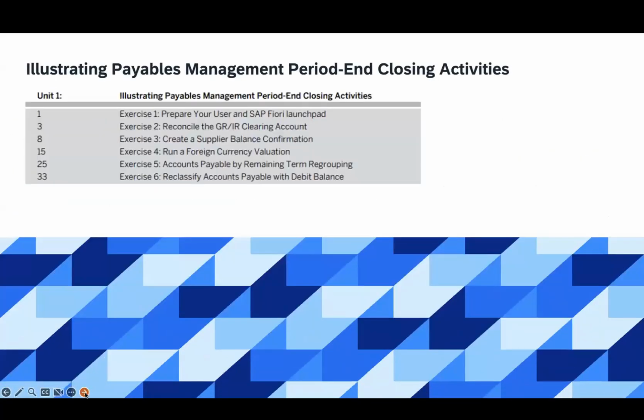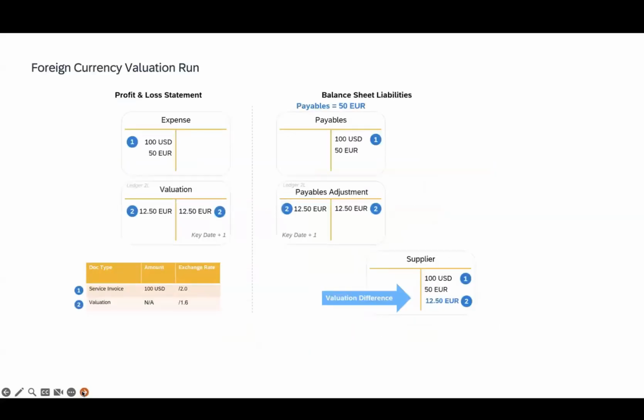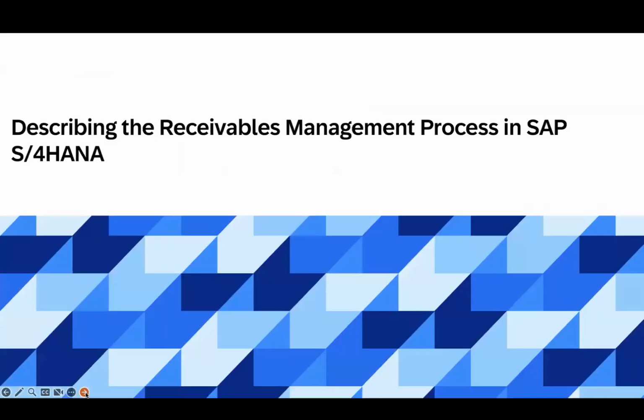Period and closing activities, we'll just have a quick look at those. You want to do your GRIR clearing run. That's a fundamental step. Foreign currency valuation run if you've got any supplier invoices in foreign currencies.